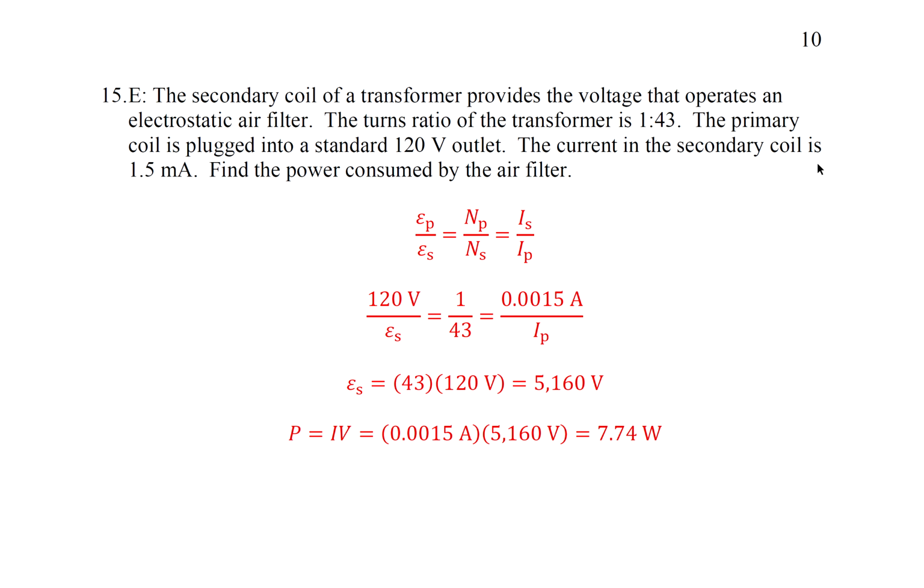Question 15. The secondary coil of a transformer provides the voltage that operates an electrostatic air filter. The turns ratio of the transformer is 1 to 43. The primary coil is plugged into a standard 120 volt outlet. The current in the secondary coil is 1.5 milliamps. Find the power consumed by the air filter. So we're also going to use P equals IV at the end.